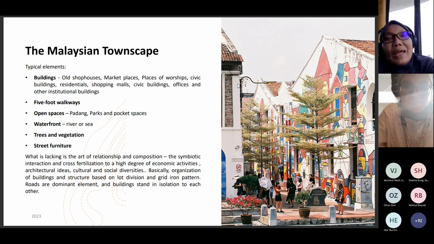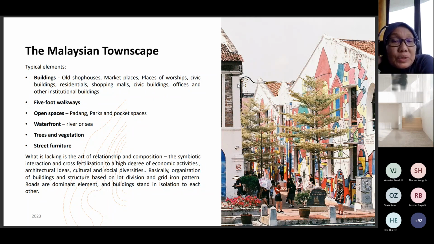But what we have in Malaysia is also what we have in other cities, except that the 5-foot walkway is a building typology that is quite unique to us, as well as Singapore in this Southeast Asia region, because of the climatic factor, I think. But what is lacking is the art of relationship and composition. This is what we are lacking in our towns.